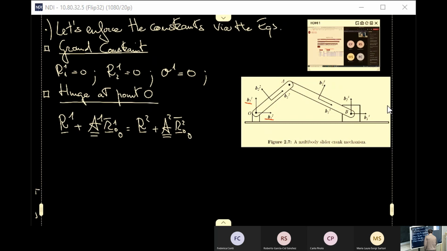So now, consider this point O to coincide also with the origin of the inertial frame, so that you can say something like this. This is actually, let's do it like this, so that this is your x2, for example, and this is your x1.